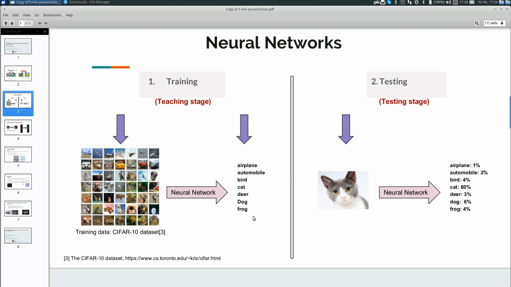The second stage is called testing and is shown on the right. In this example, we give the neural network the image that we want to know the category of. Based on what it learned on the training stage, it gives us class probabilities that represent how likely an image is to belong to a certain class. As we can see, the biggest likelihood is 80% probability of being a cat.